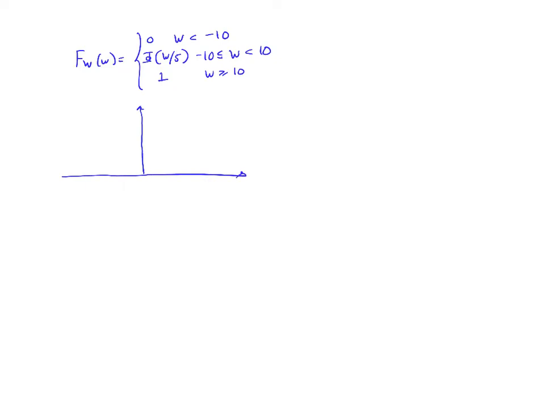So we found on the previous slide that the CDF of W is equal to 0 for w less than minus 10. It's equal to phi of w over 5 for minus 10 less than or equal to w less than 10. It's equal to 1 for w greater than or equal to 10. And if we plot this function, we have minus 10 and 10. And this function is equal to 0 up to minus 10. But then it has a jump. And the height of this jump is exactly equal to the value of phi of minus 2, which is equal to Q of 2.